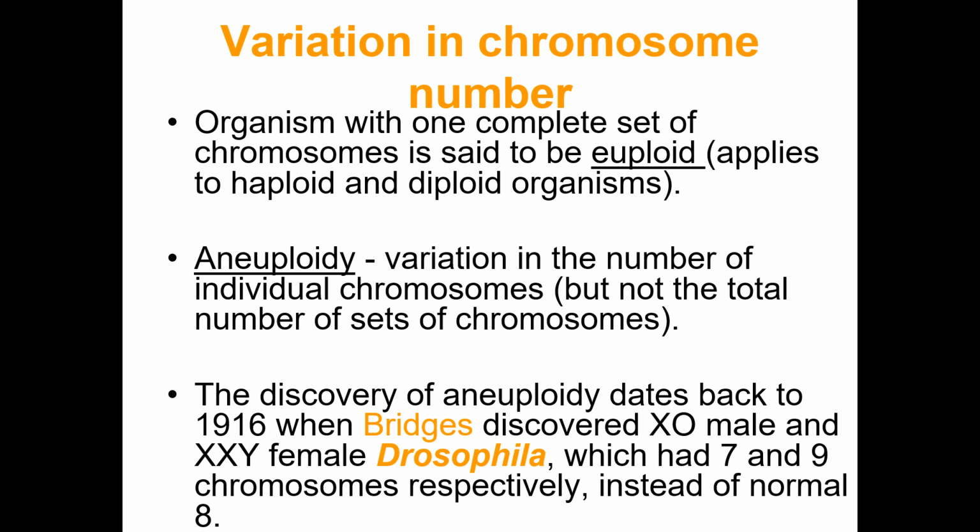There may be changes in the number of individual chromosomes. But if you look into the total set of chromosomes, there is no change, because in each set there are two chromosomes. In one set, one chromosome may be missing. Instead of two chromosomes, there will be only one. That is what you call aneuploidy, variation in the number of individual chromosomes.